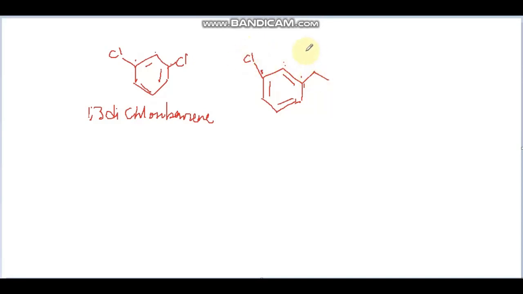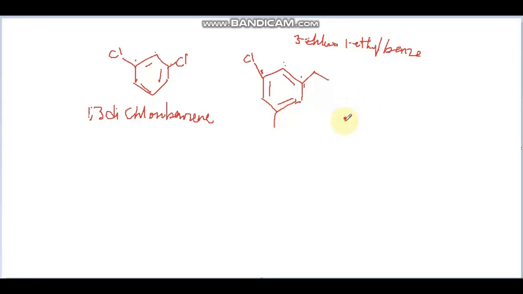So the ethyl is E, and the chlorine is C. So C comes before E. In naming it becomes 3-chloro, then 1-ethyl: 3-chloro-1-ethylbenzene. If, let's say, I have another substituent here like that, I can equally bring the position. Maybe 3-chloro, 1-ethyl, and maybe here, let's say, 5-methyl benzene.